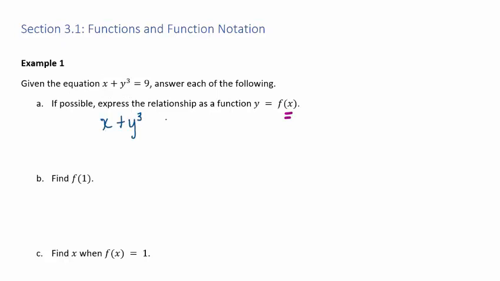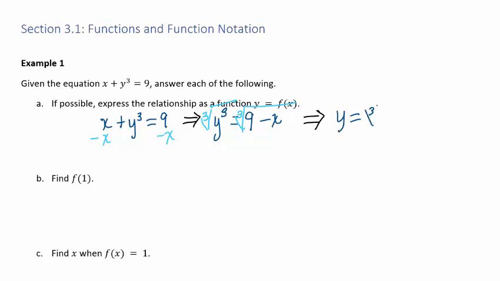x plus y cubed is equal to 9. To isolate y, we're first going to subtract x from each side. Okay, we get y cubed is equal to 9 minus x. And then we'll take the cube root of each side. And we find that y is equal to the cube root of 9 minus x.